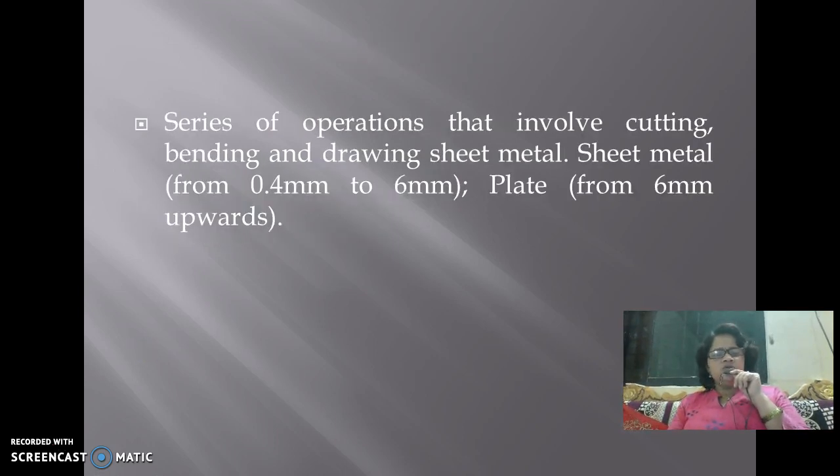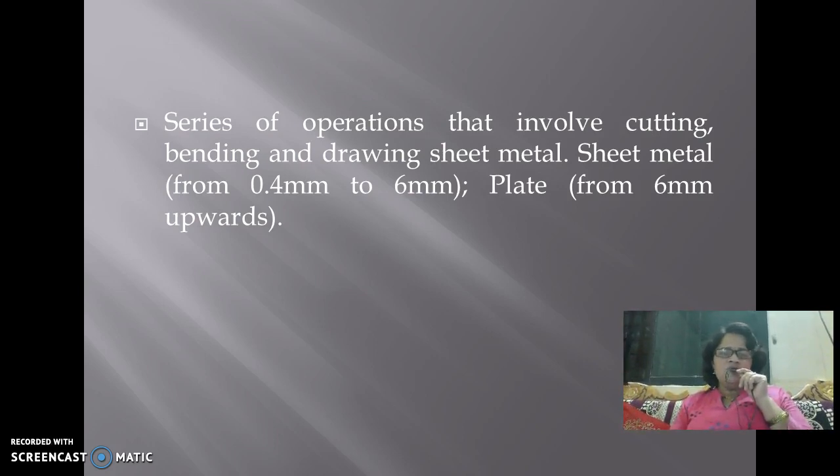There are a number of operations involved in sheet metal working, but the basic question is what is meant by sheet. So what is a sheet and what is a plate? There is a slight difference between sheet metal and plate. A thickness from 0.4 to 6 mm is called sheet metal, and above 6 mm thickness is called a plate. Now in this chapter we are going to discuss sheet metal, not plate.